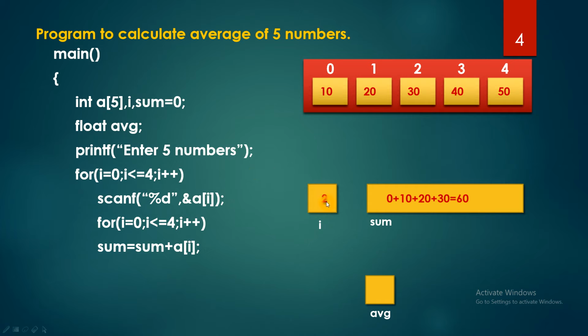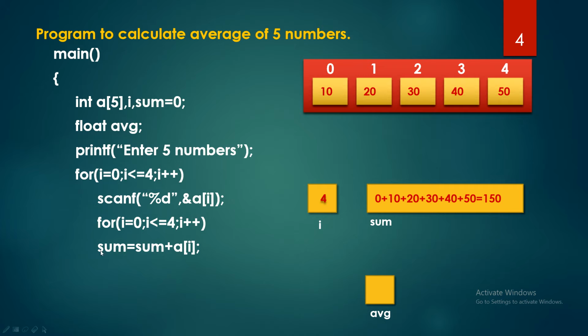Now next time i gets incremented. i becomes 2, so you have to add a[2]. So it becomes 0 plus 10 plus 20 plus 30. Next time i becomes what? 3. So sum plus a[3]. Sum is 0 plus 10 plus 20 plus 30 plus a[3]. a[3] means 40. And the last time i becomes 4, and 4 is the last case. When i becomes 4, it is 0 plus 10 plus 20 plus 30 plus 40 plus 50. It is 150, and that is our result.